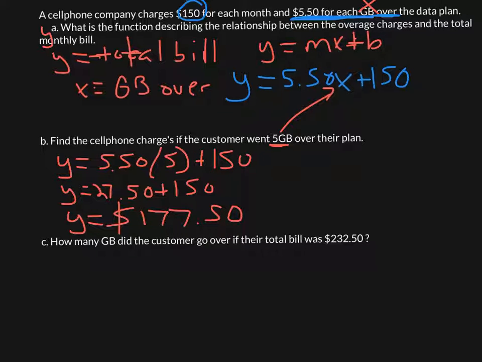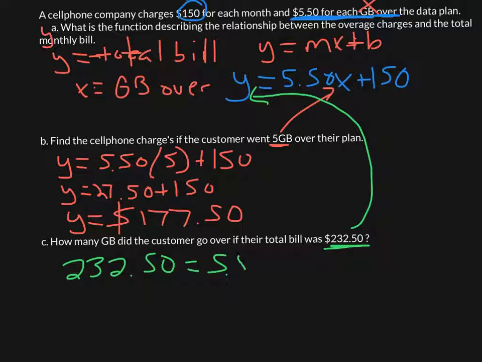Next, we have another problem here. How many gigabytes did the customer go over if the total bill was 232.50? This number right here, that's my y, that's my total bill. So in my formula, I'm going to plug it in right here: 232.50 equals 5.50x plus 150. And we're just going to solve this down. Just do some math here.